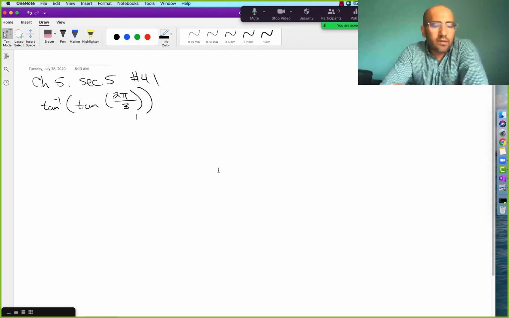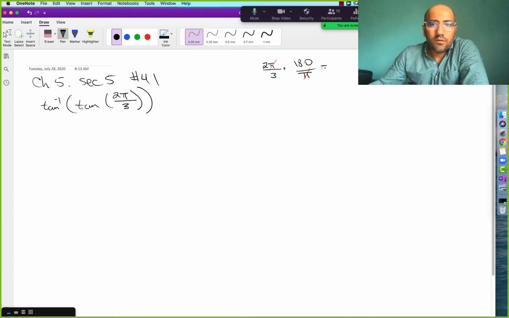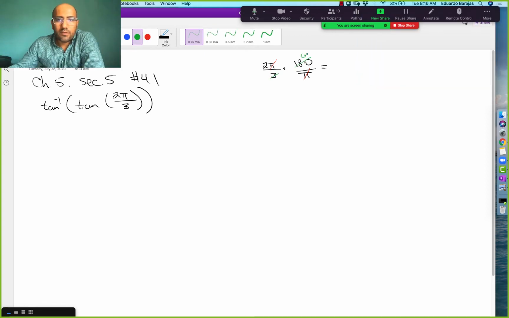Okay, let's see if we can deal with this guy. Tan inverse of tangent of 2 pi thirds. Okay, so let's do a rough sketch of tangent. First of all, note that this is in radians. It might be easier to see if we divide by pi, then the pi's cancel. So really, 3 goes into 180, 60 times, so we have 120 degrees.